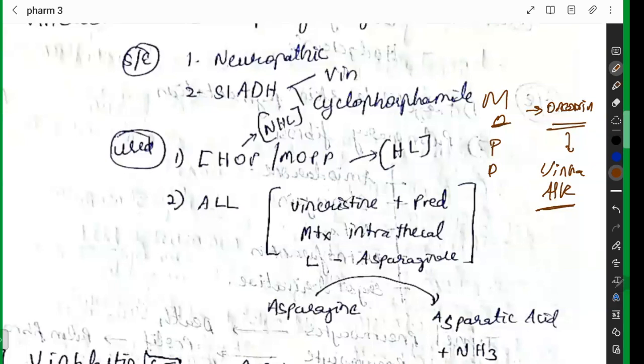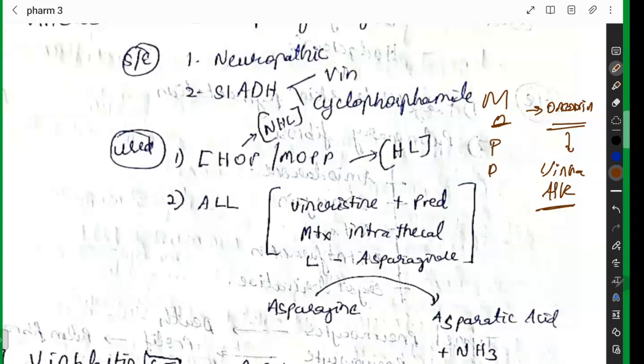What is the drug you are going to use in AML? Can you put in the chat box the drug which we use in AML? Under the heading anti-tumor antibiotics, we saw a drug used in AML. Can you put in the chat box, guys? Daunorubicin, excellent. That is the second drug.